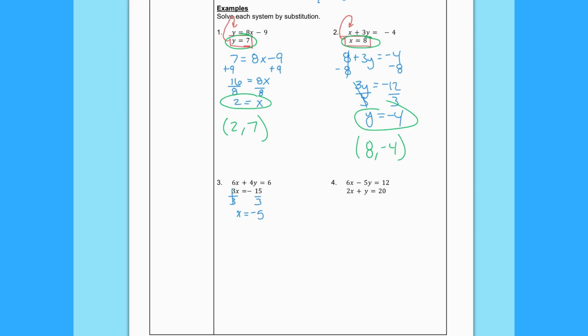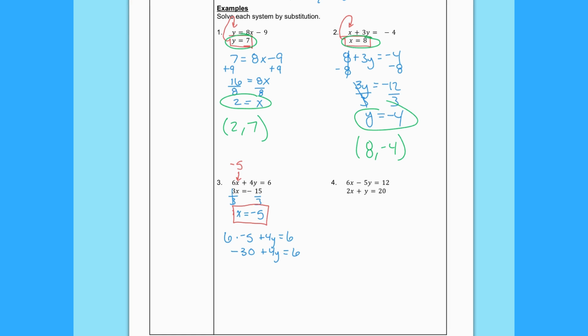So then what I can do is take this fact that I know that x is the same thing as negative 5, and I can go into this other equation, and I can replace that x with a negative 5. So then that's going to look like this. Instead of 6 times x, it's going to be 6 times negative 5. Everything else stays the same. So plus 4y is equal to 6. And then we just think all the way back to chapter 1, and we're solving equations. So this is going to be negative 30 plus 4y is equal to 6.